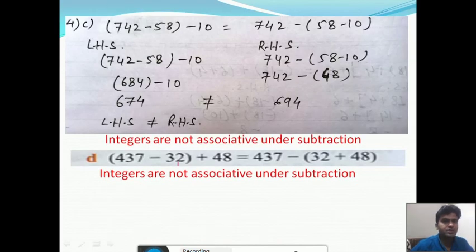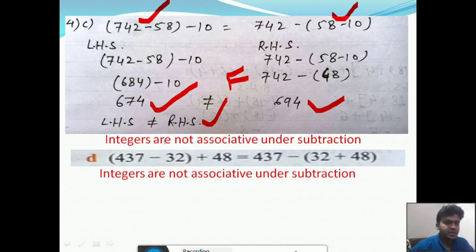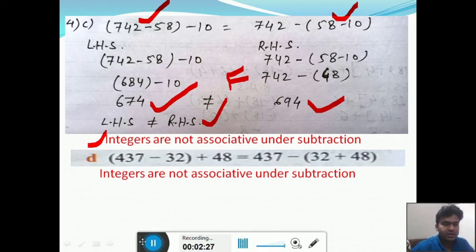Now next question, C. Here also the grouping of the numbers has been done. See, 742, 58, and here 58, 10. So we are getting 674 and 694. LHS is not equal to RHS. So this statement is also false. What is the reason? Integers are not associative under subtraction. And the same for question number D.